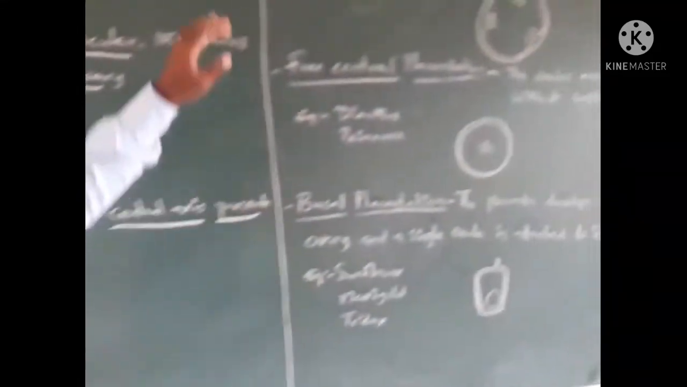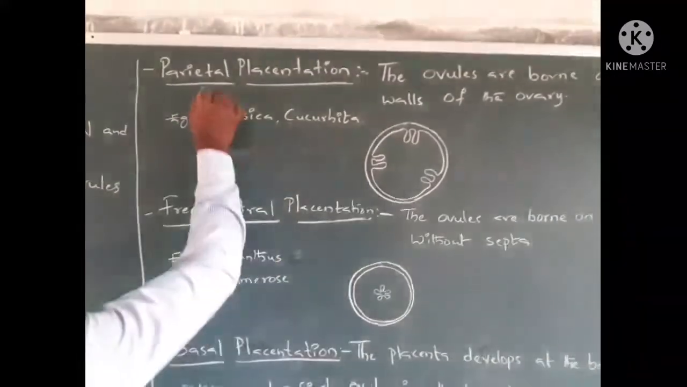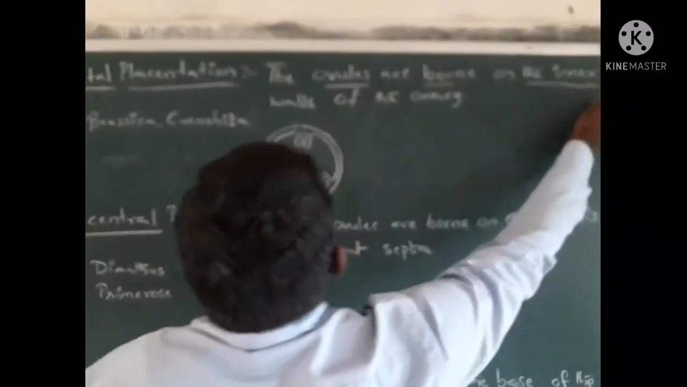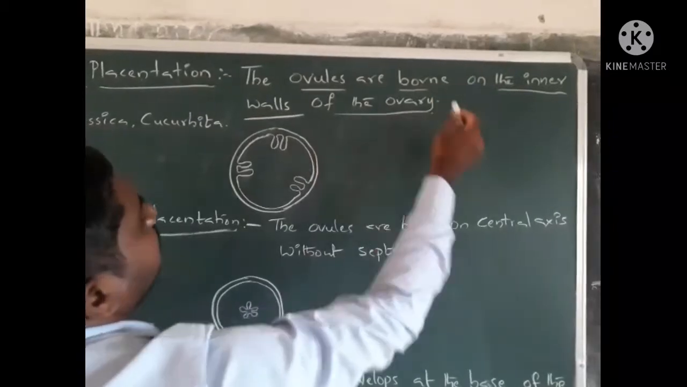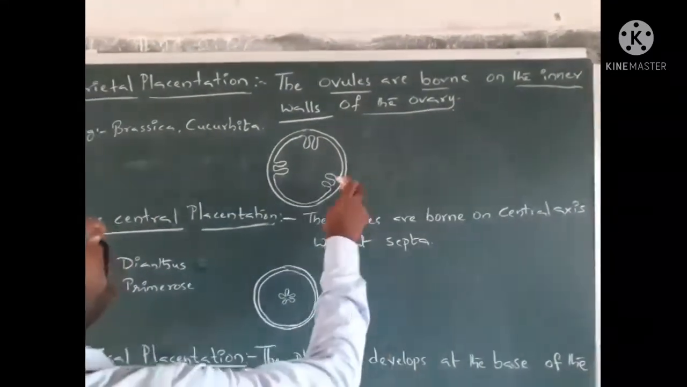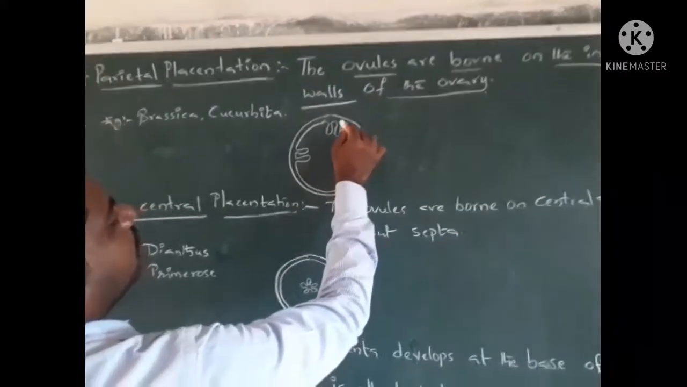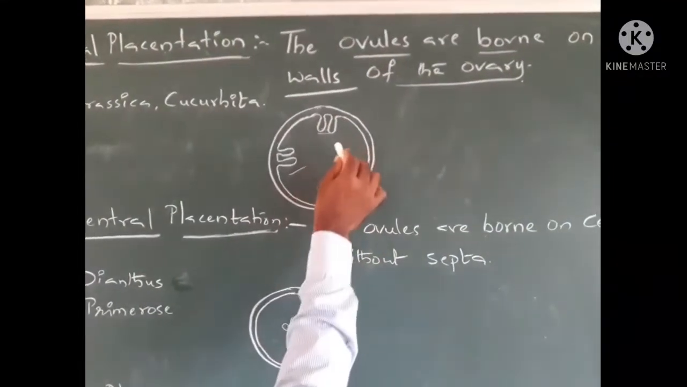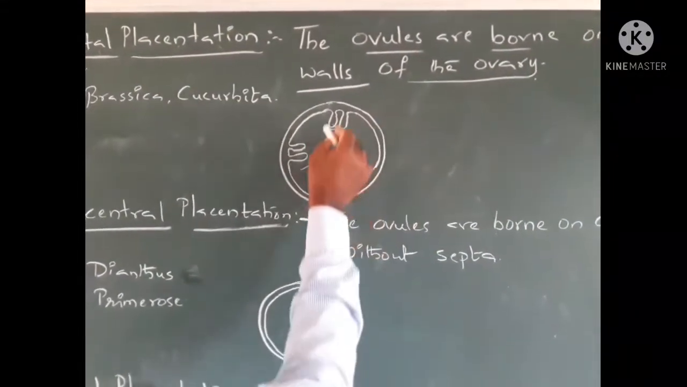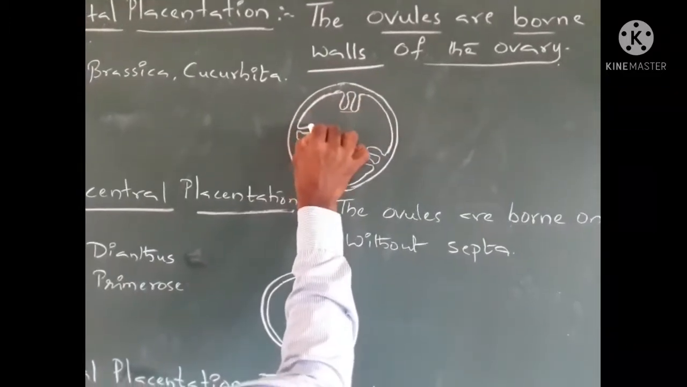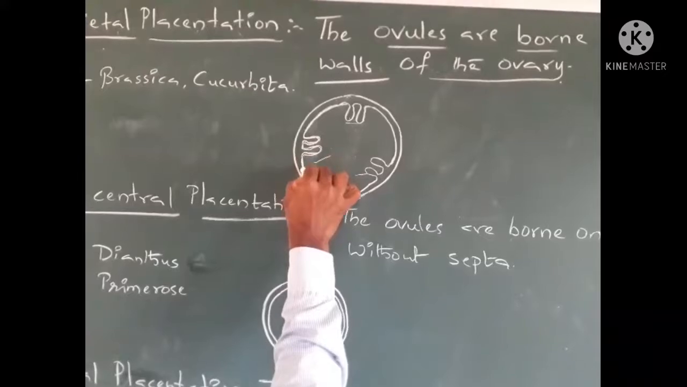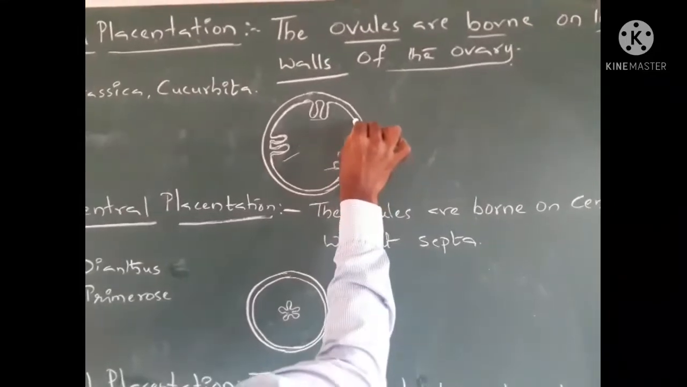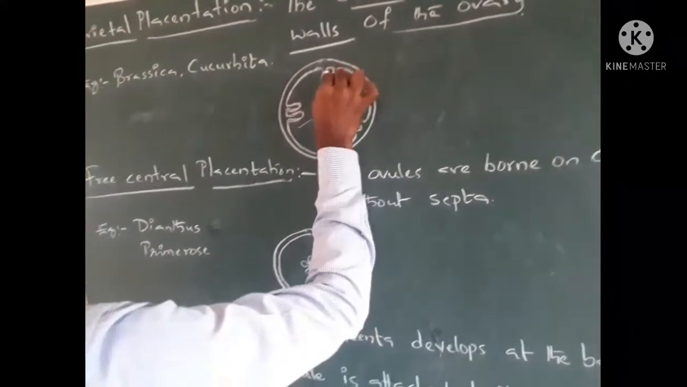And the next placentation is parietal placentation. Here the ovules are borne on the inner walls of the ovary. See here, these are the ovules. Here it is the placenta, and here it is the inner wall. The ovules are borne on the inner walls of the ovary. This type of placentation is called parietal placentation.